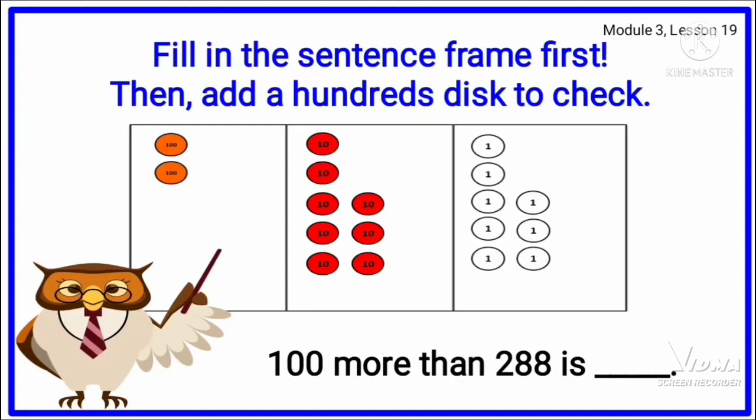Let's fill in the sentence frame first, then add 100 sticks to check. We have 288, and we're looking for 100 more than 288. What would that be?